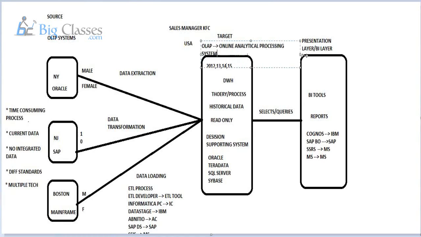Online analytical processing system. Yes, so the data warehouse is called an OLAP system. Both are the same. Either we can call it a data warehouse or the OLAP system. So, online analytical processing system. Right. So here, the role we call a BA developer.